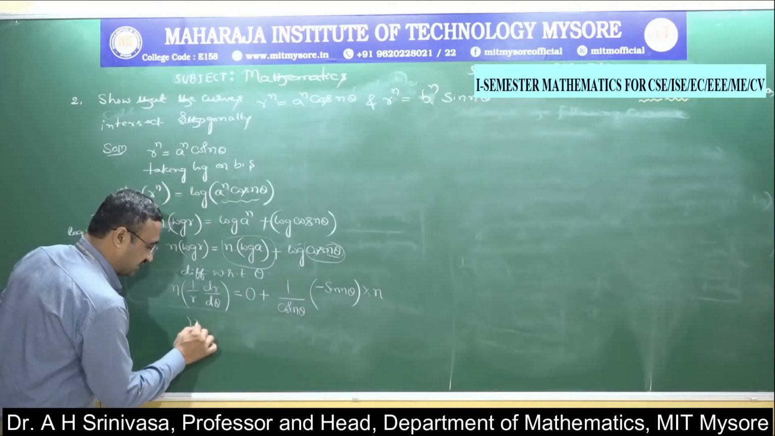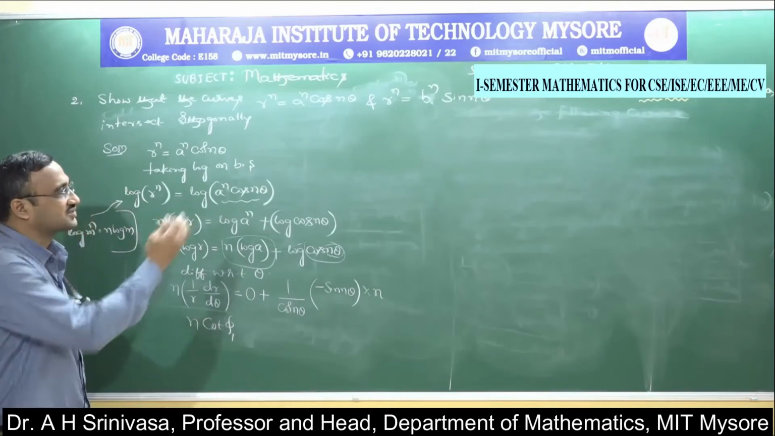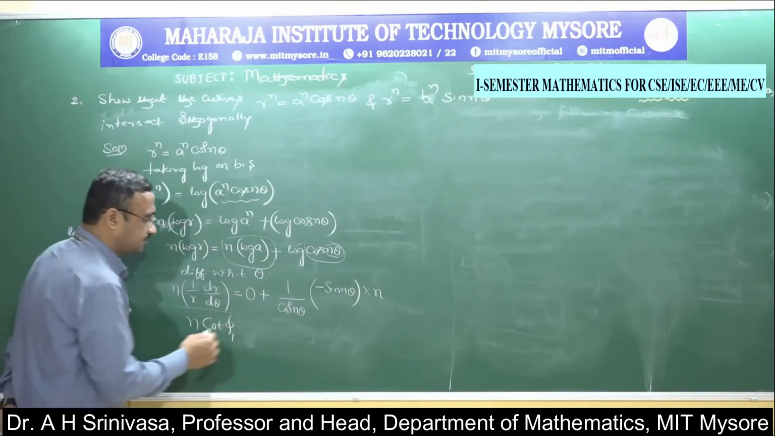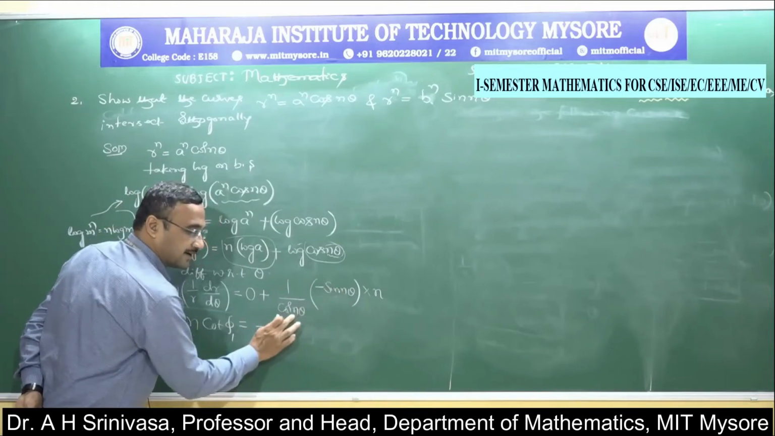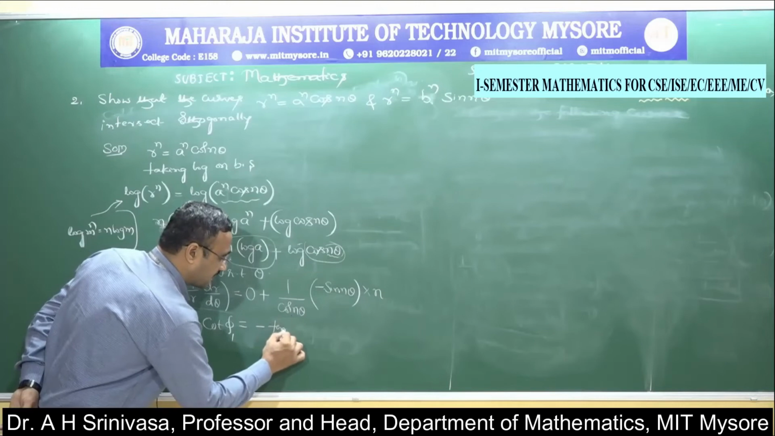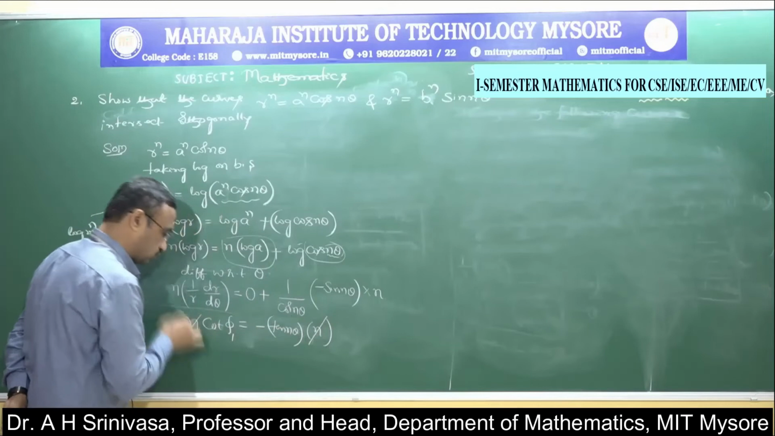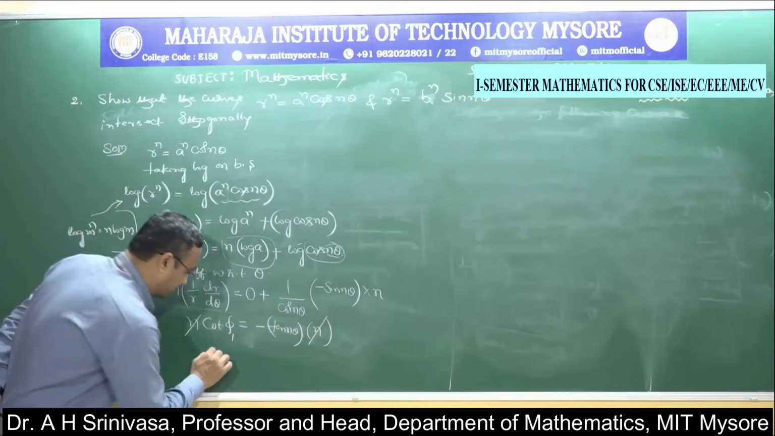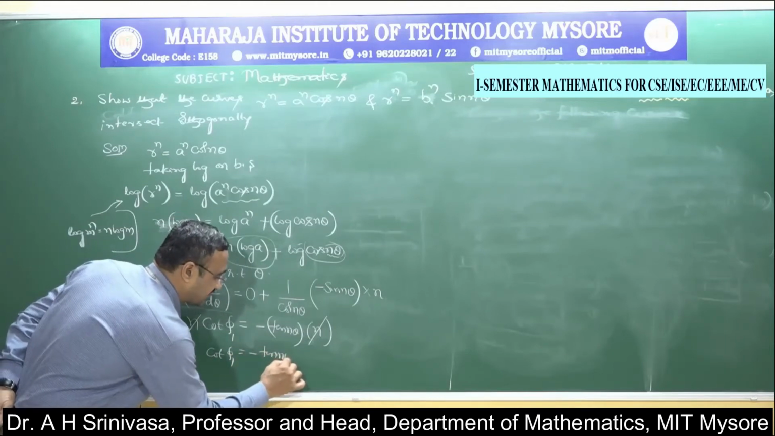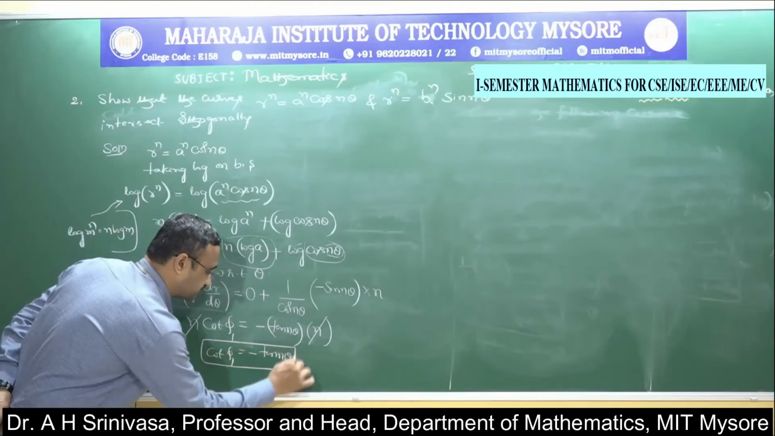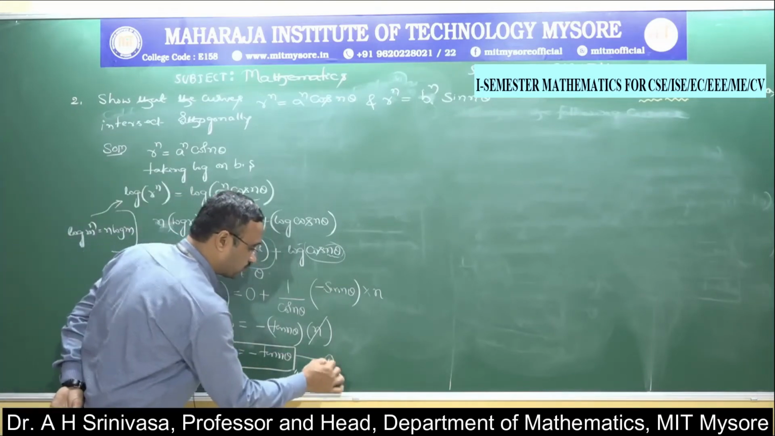This one we can write as n into cot phi 1. We put cot phi 1 because two curves are there, and one curve we call phi 1. It should be equal to minus sine divided by cos, which is tan n theta, into n. Now cancel these two. Finally we get cot phi 1 is minus tan n theta. Now call this equation number 1.